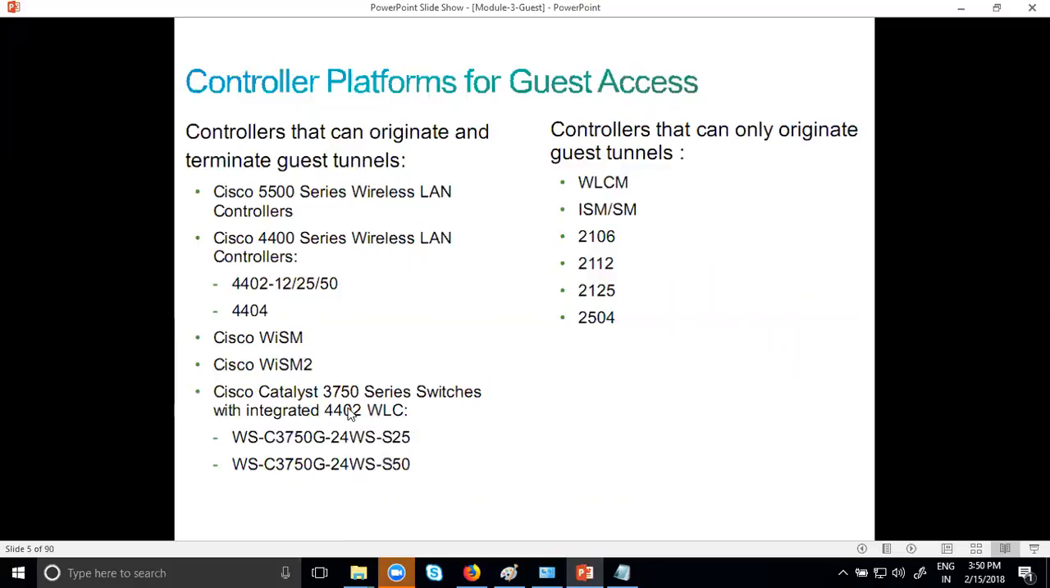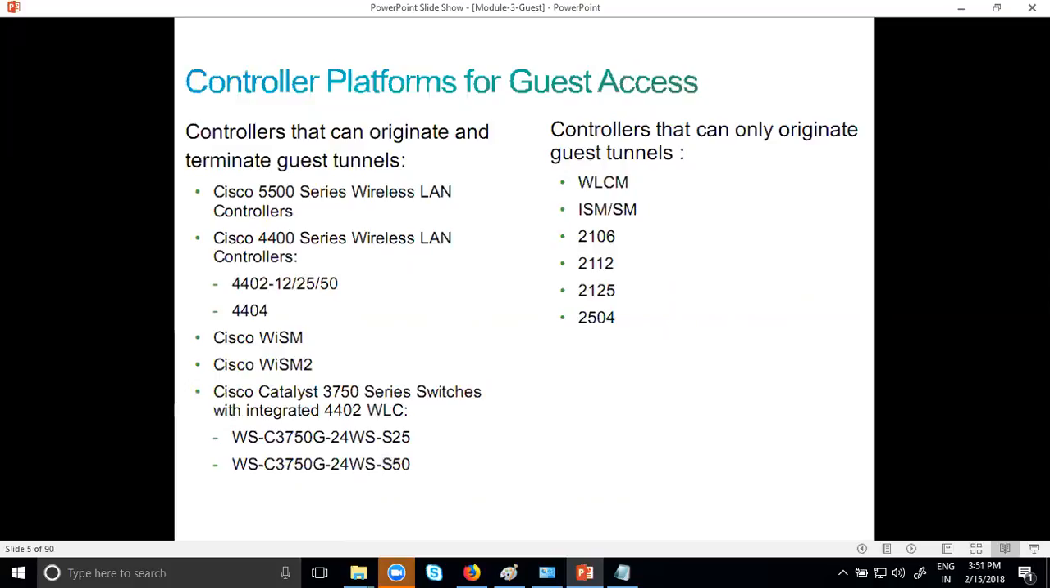Then we have newer versions. We have the 3850 and the 3650, which are modular controllers built in with the switches. Then we have different standalone controllers also, like the 2106, which is the legacy one, 2112, 2125, and 2504. The 2504 is very common, and most companies use it.